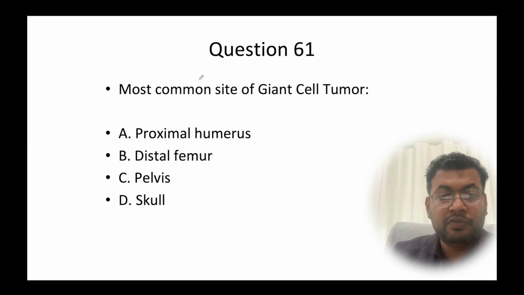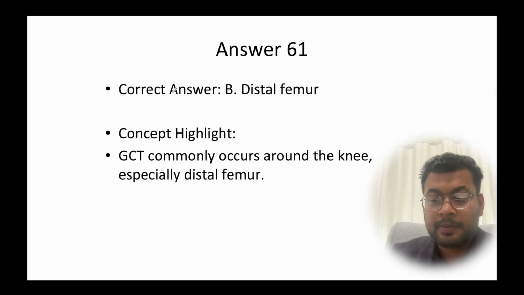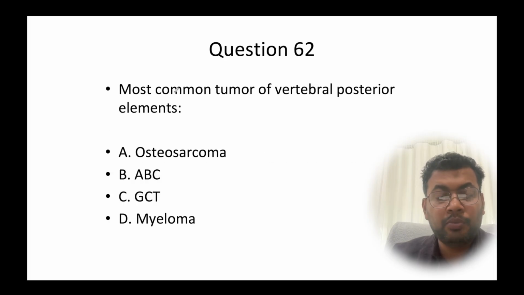Then most common site of giant cell tumor. It is proximal humerus, distal femur, pelvis, or skull. So it is most commonly around the knee. So the distal femur more common. So the answer is B, distal femur. Most common tumor of vertebral posterior element. Osteosarcoma, ABC, GCT, myeloma. Answer is, we have a repeat question, B, ABC.